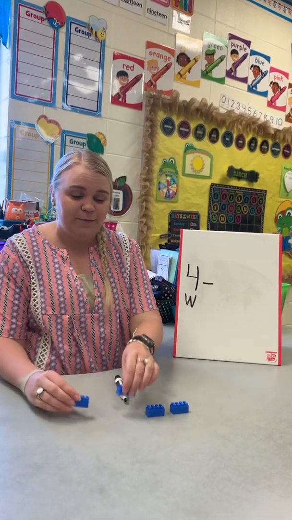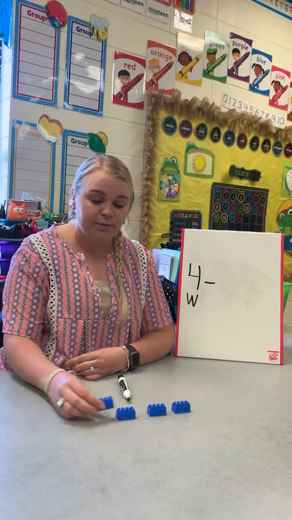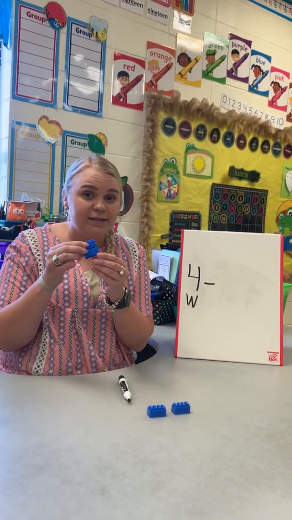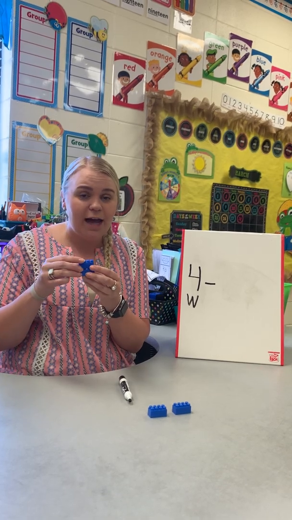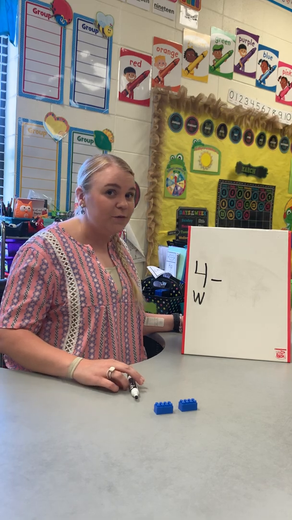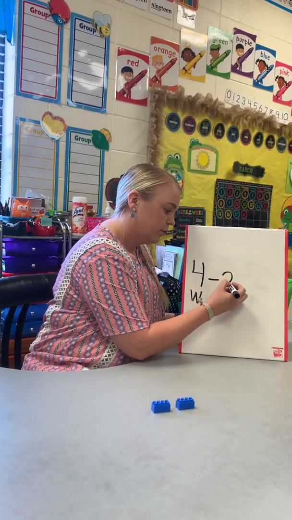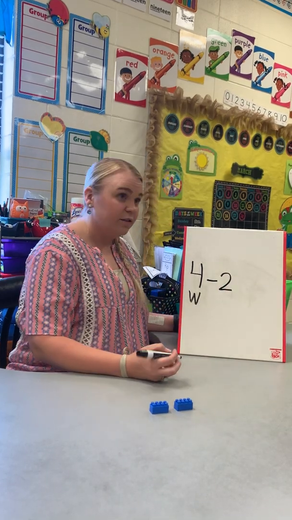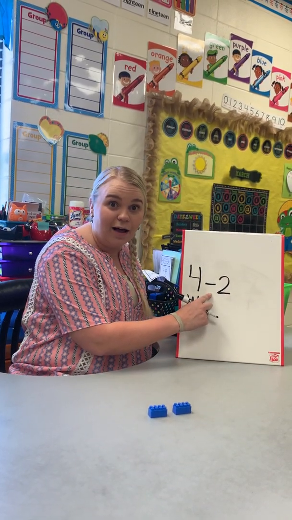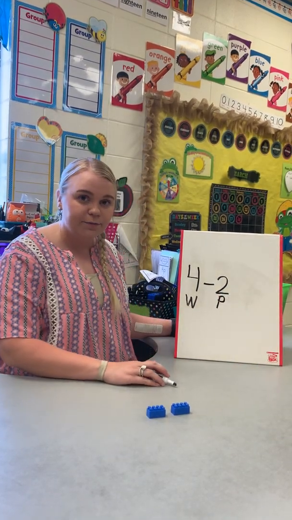Let's look again. I had 4 cubes that I was playing with. I lost 2. How many cubes did I lose? 2. That's right. So take away 2. That's a part that I lost. So I'm going to write P for part.